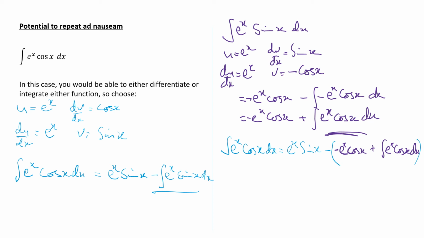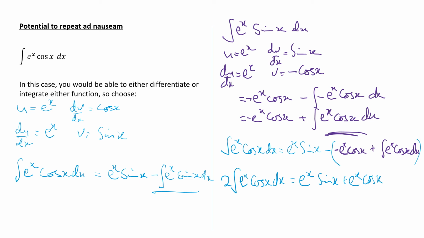So the integral of e to the x cos x with respect to x is equal to the e to the x sin x from my first run through of integration by parts, minus, notice that bracket coming in here, because that minus has got to distribute over the result of my second integration by parts. So minus bracket, minus e to the x cos x plus the integral of e to the x cos x with respect to x. So now that minus distributes, so it will become a plus e to the x cos x minus the integral of e to the x cos x with respect to x.